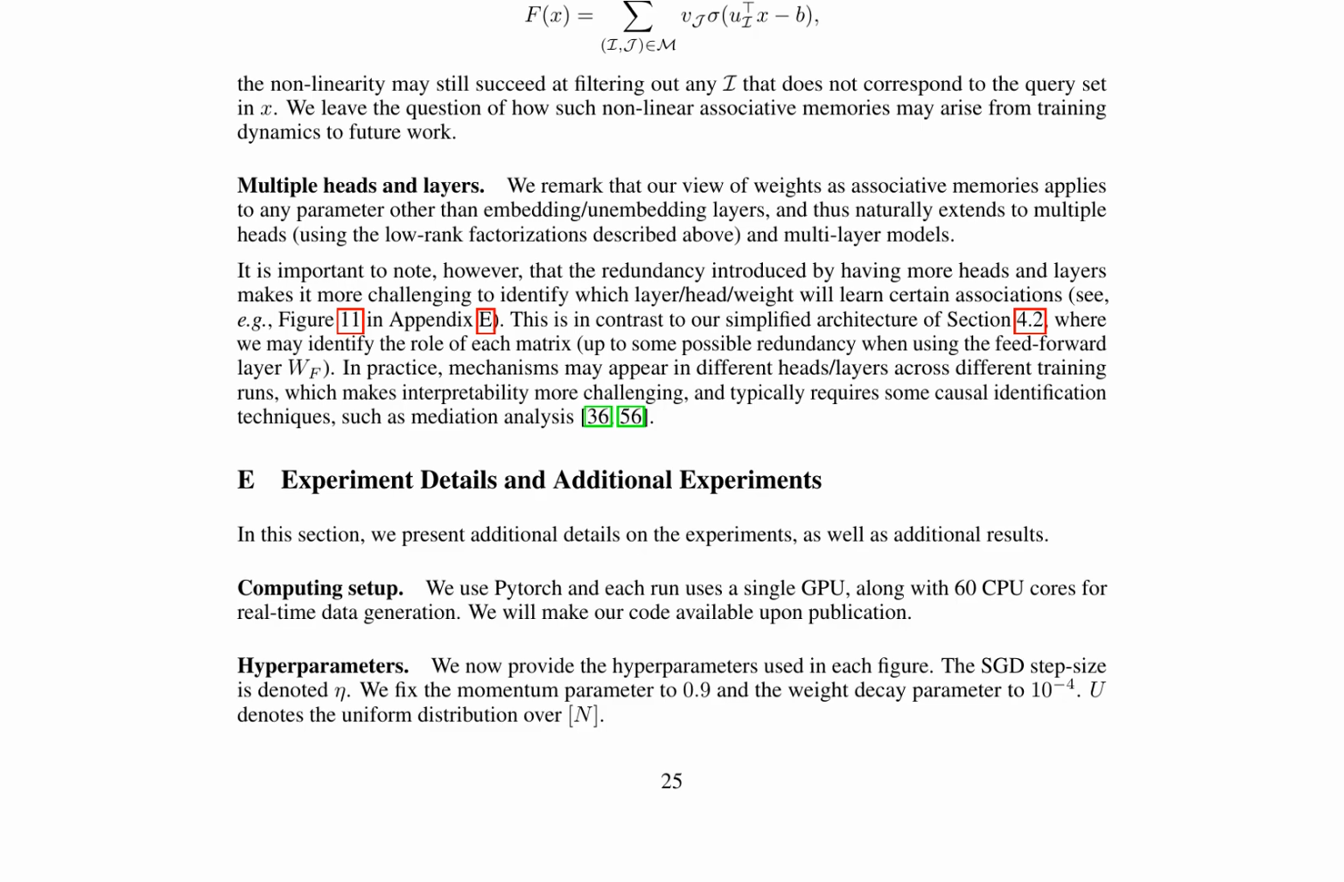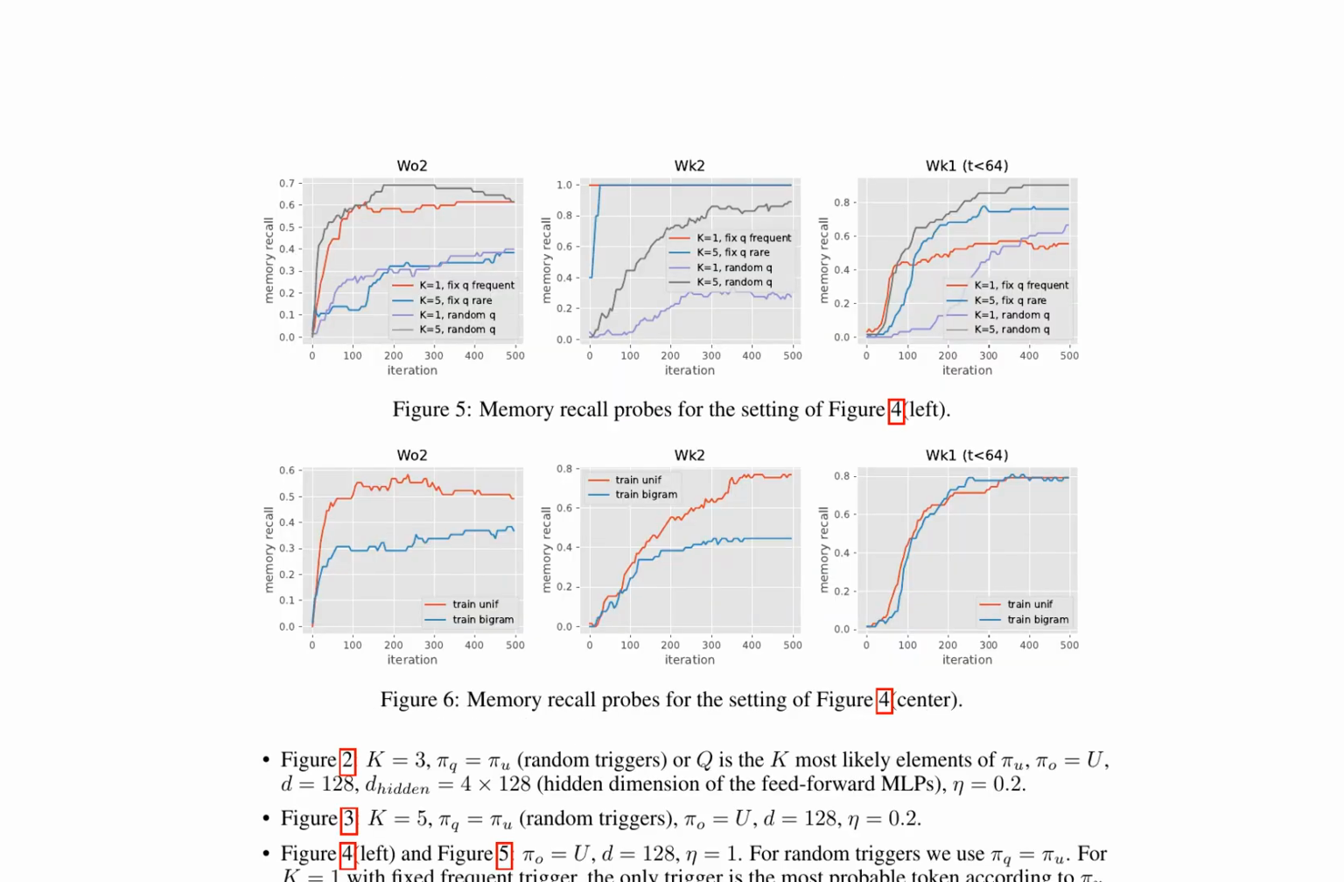The authors extend their view of weights as associative memories to multiple heads and layers, but note that this introduces redundancy, making it challenging to identify which layer or head will learn specific associations. They highlight the importance of causal identification techniques, such as mediation analysis, for interpretability. The authors proceed to provide experiment details, including the computing setup, hyperparameters, and additional results.